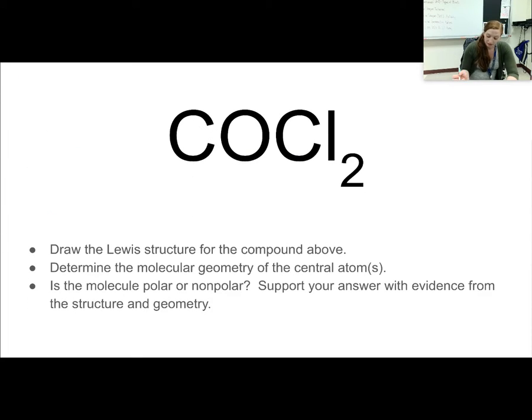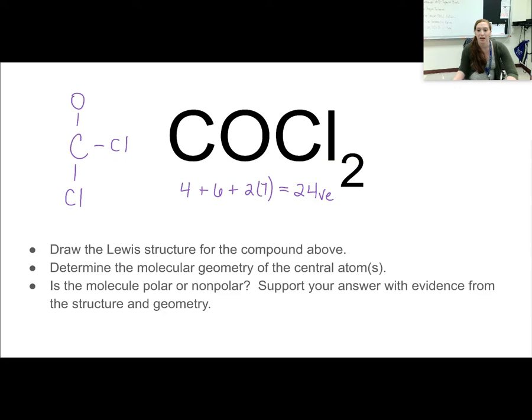COCl2. Check out our valence electrons. 4 from carbon, 6 from oxygen, 2 chlorines at, yikes, 7 apiece. That's going to give me 14 plus 6 is 20, plus 4 more is 24 valence electrons. Carbon in the center, as we normally will see. Oxygen, chlorine, chlorine. That's 6 electrons used so far.